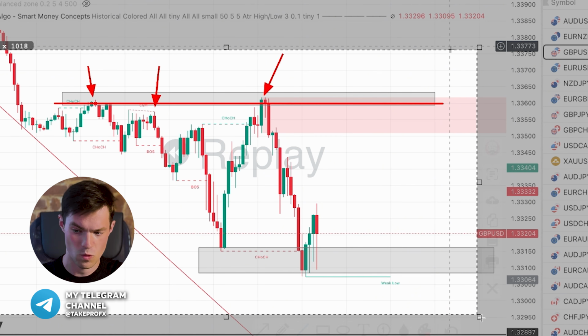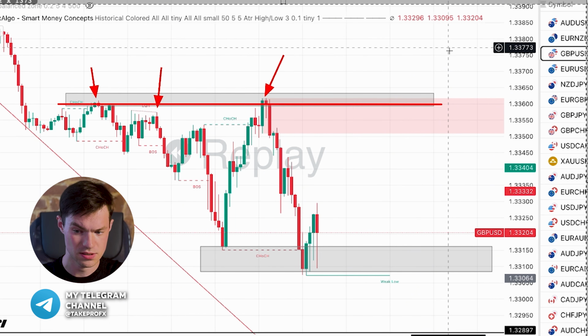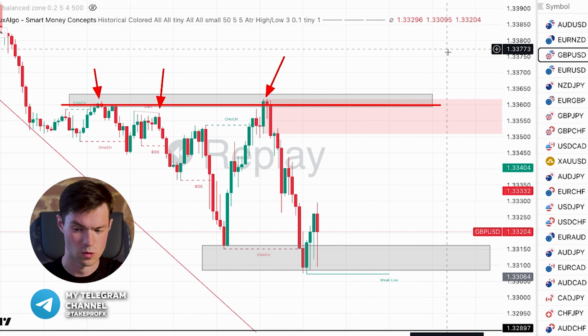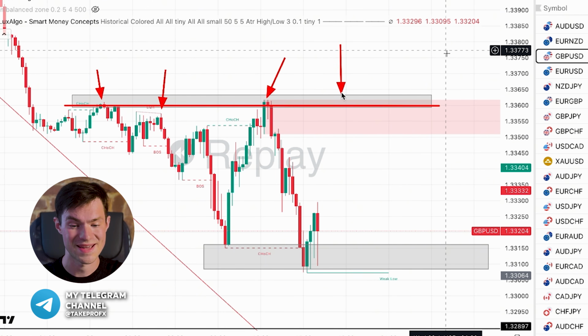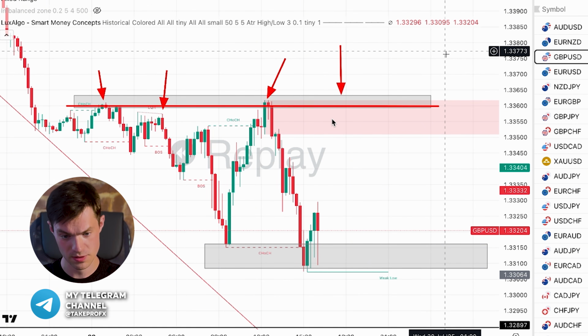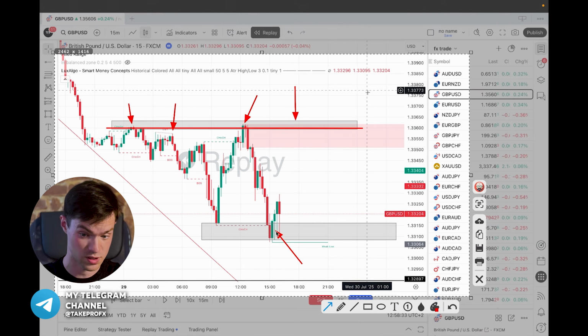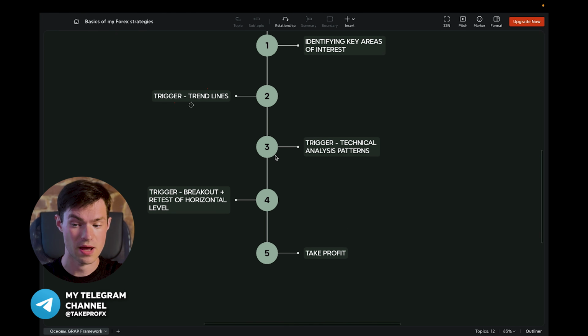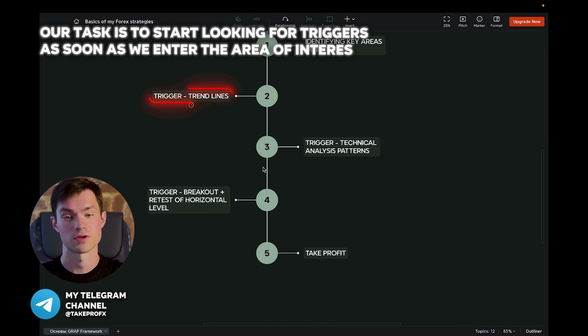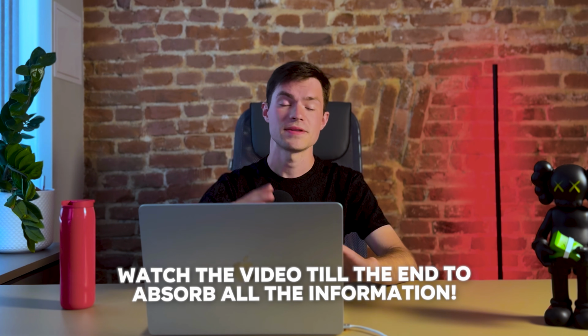It doesn't matter for what reasons or why he does it. We are not interested in that at all. The most important thing is that the next time we go to the upper zone of interest, or as now to the lower zone of interest, our task is to be alert and start looking for triggers. And we will talk about triggers in the second, third and so on paragraphs.